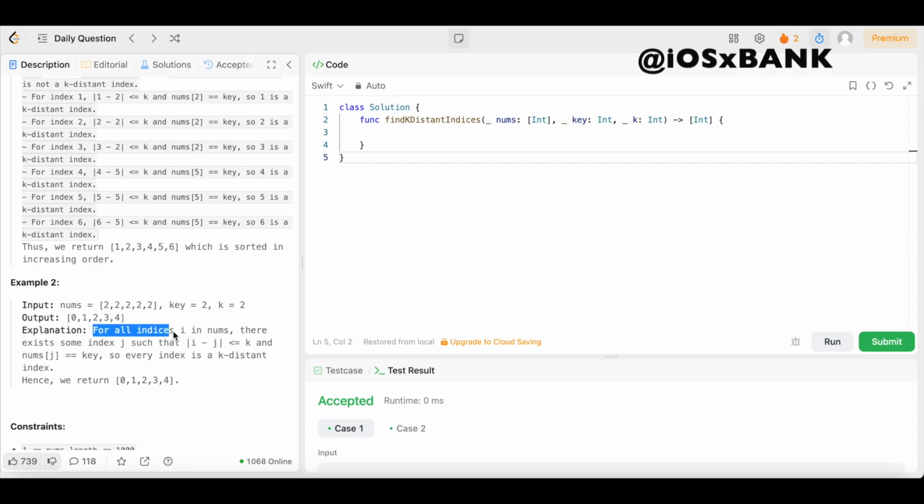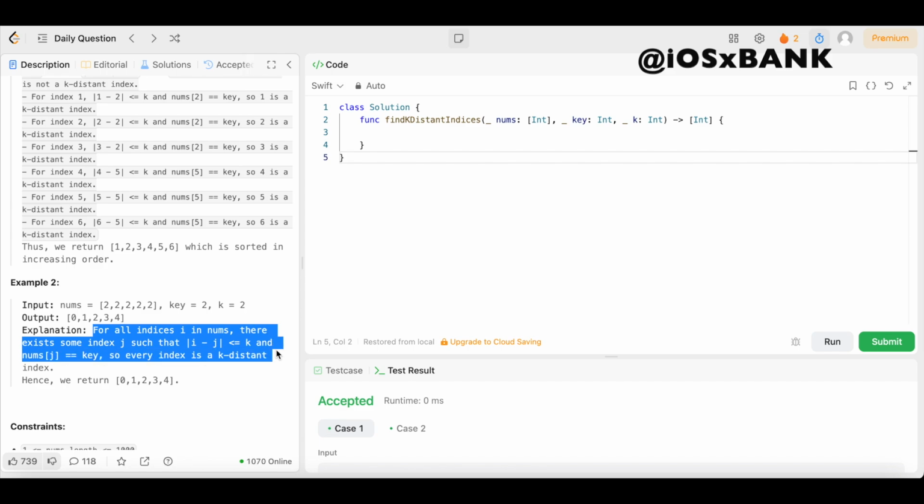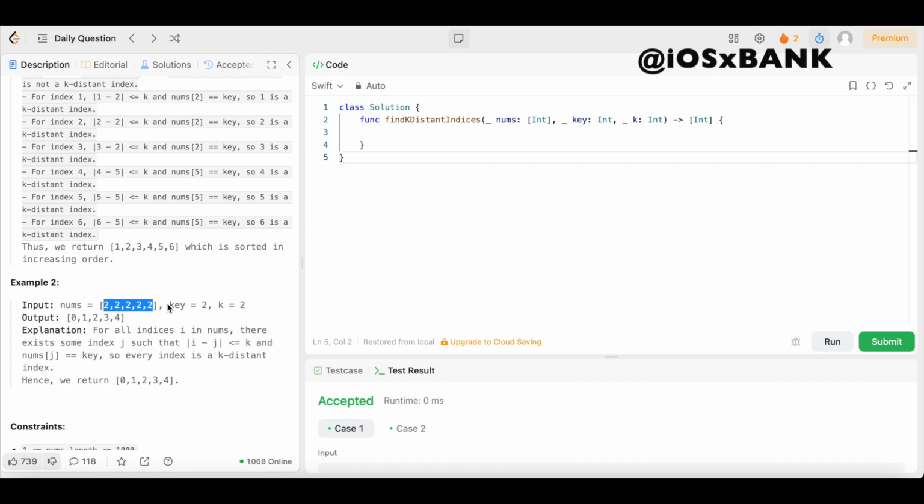The explanation says for all indices i in nums, there exists some index j such that the absolute value of i minus j is less than or equal to k, and nums[j] is always going to equal the key because all of the values in the array are equal to key. So every index is a k-distant index, hence we return 0, 1, 2, 3, and 4.